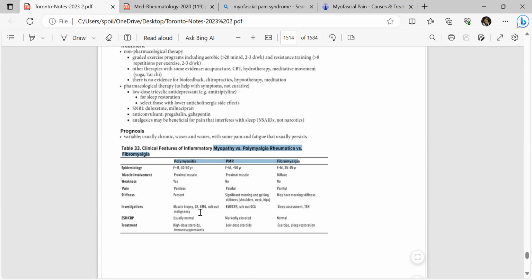Investigation: muscle biopsy, creatine kinase, EMG, rule out malignancy. ESR, CRP, rule out giant cell arteritis because it is very common, in 15% of cases. ESR is usually normal in fibromyalgia, whereas it will be elevated along with platelets, with anemia as well, in the others. Treatment is high dose steroids and immunosuppressants. In PMR we give low dose steroids like prednisone, and in fibromyalgia exercise, sleep restoration, anticonvulsants and everything we are giving over here.